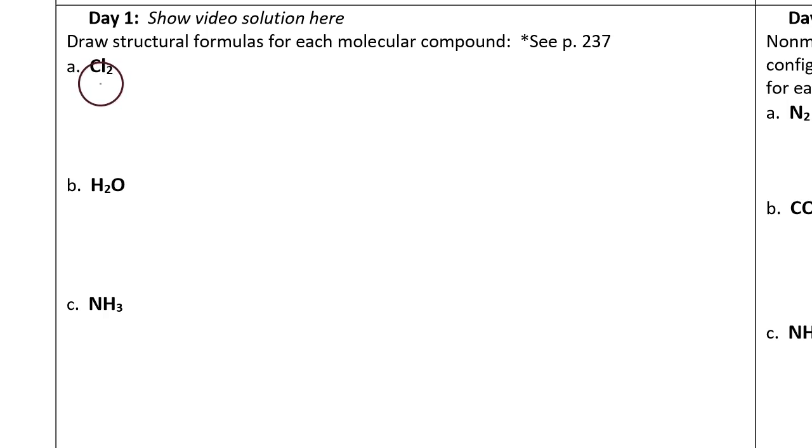Well, first of all, how many valence electrons are there in this molecule? Chlorine is in group 7A, so each chlorine has 7 valence electrons. There are 2 chlorines. 7 times 2 is 14 electrons. When we draw our picture, the combination of the dashed lines that we draw and the dots have to add up to 14 electrons. Write Cl and then nearby another Cl.